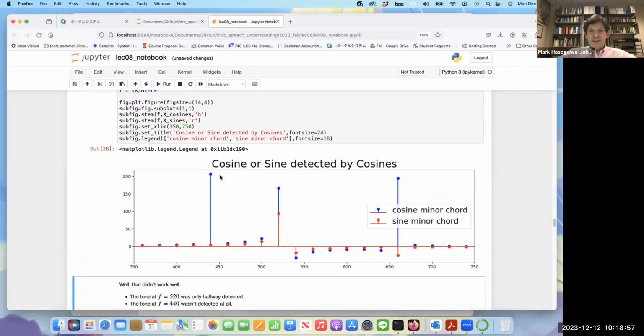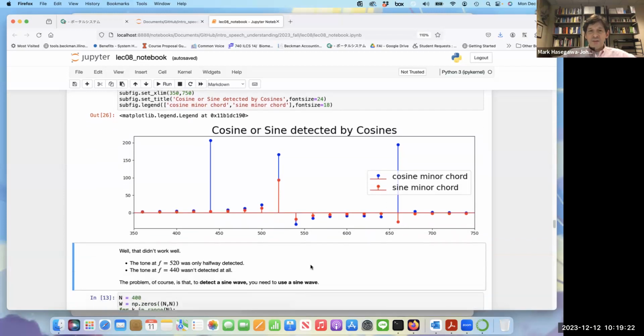So if I plot these, the blue lines are the cosine minor chord, and the red dots are the sine minor chord. You can see that it found one of the three tones, but these other two tones it basically didn't find. It thinks that the sine at 440 hertz is just nothing. And it thinks that the sine at 660 hertz is just nothing. The only one it found is the one at 520 hertz, right?